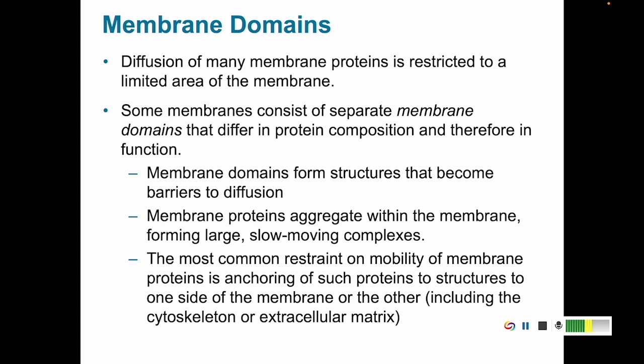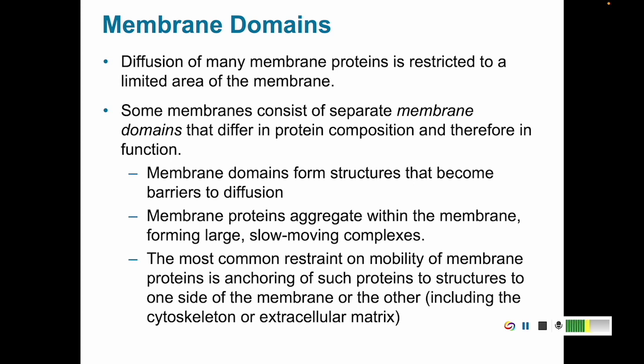The diffusion of a lot of those proteins was restricted to a limited area of the membrane, and that is going to create a membrane domain. A membrane domain is that specific part of the membrane that has a specific protein composition that's a little bit different from what you see in the rest of that cell membrane. And so that specific membrane domain is going to have a specific function. There are membrane domains that form structures that are barriers to diffusion. There are membrane domains where the membrane proteins will aggregate together in the membrane, and they'll form these large complexes that are kind of slow to move around.